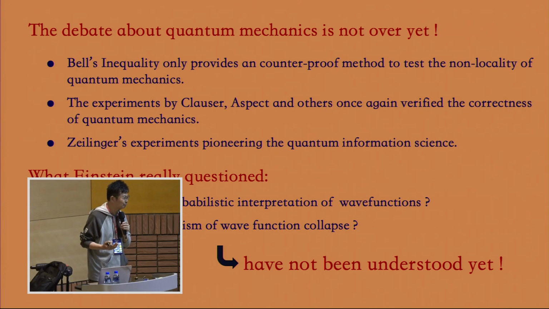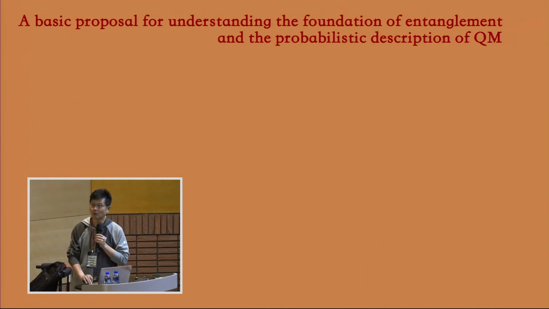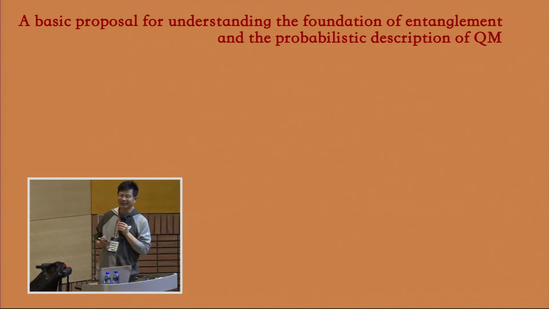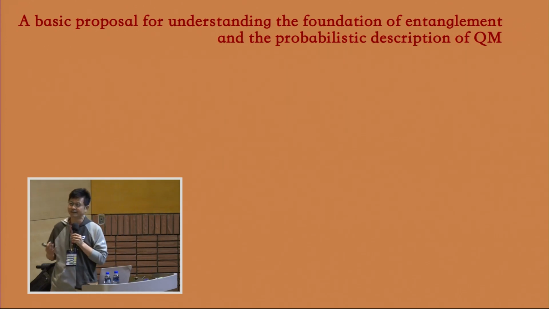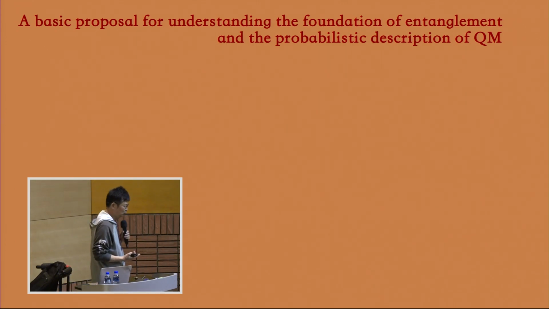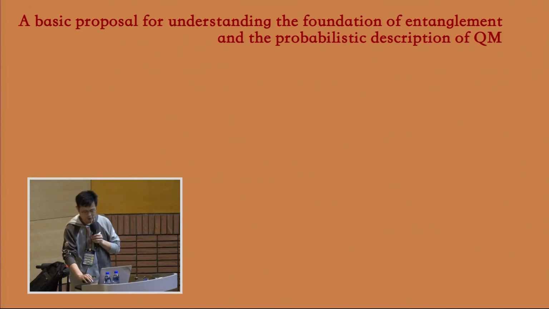Understood yet. Okay, so what can we do? Here I make a fairly basic proposal, to try to understand the foundation of entanglement and the probability description of quantum mechanics. So what can we do?